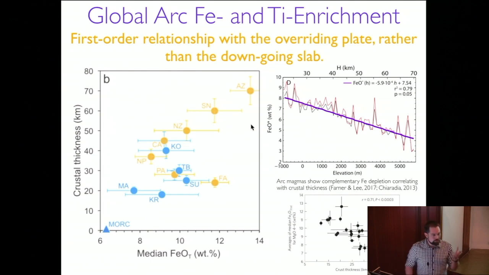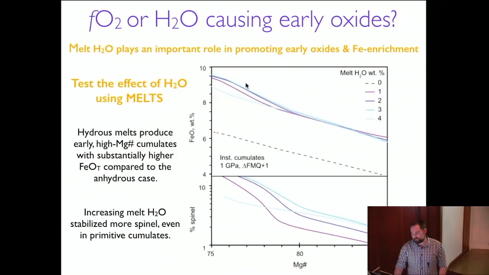But we said that it looks like oxides are forming early. So let's discuss a little bit what may cause early oxide precipitation. We know that this is causing the iron enrichment trends in our cumulates, this early precipitation of oxides and maybe some garnet in the deeper arcs. But is this caused by oxygen fugacity or the water content? There's lots of studies that show that the water content of a magma plays an important role in precipitating oxides early on and creating the iron enrichment.